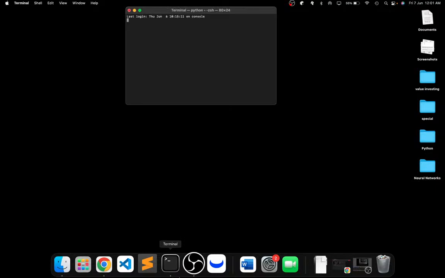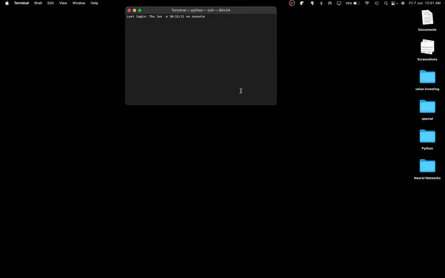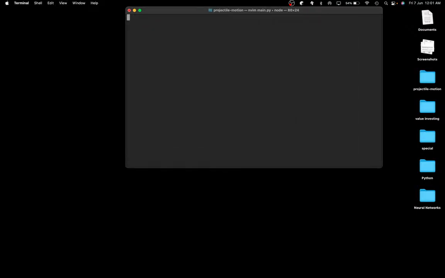I'll open up my terminal window and we can pretty much just get started. Alright, so I'll cd to my desktop and I'll just make a directory on my desktop. So make the projectile motion directory, and I'll cd to projectile motion. Alright, and touch main.py, and I'm a bit in the mood for some Vim. I haven't used Vim in a while, so I'm in the mood for that.